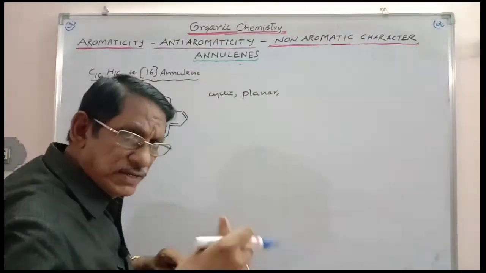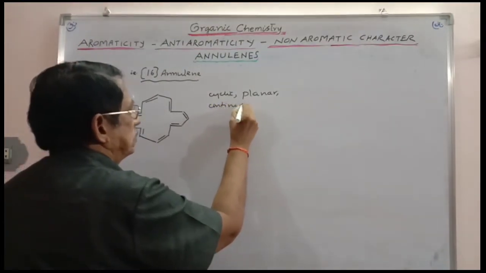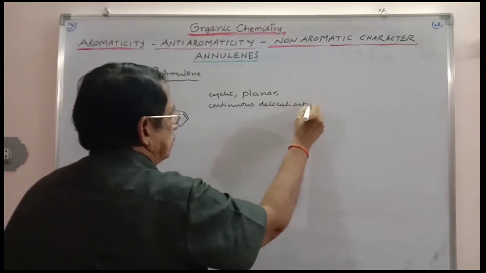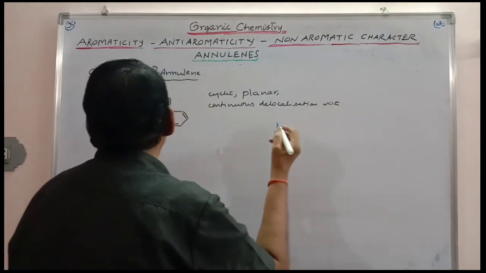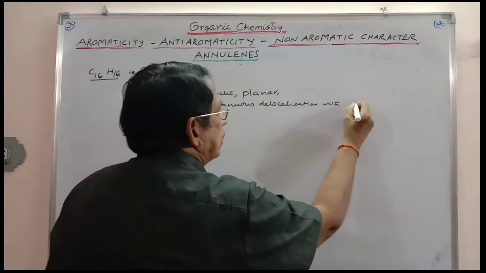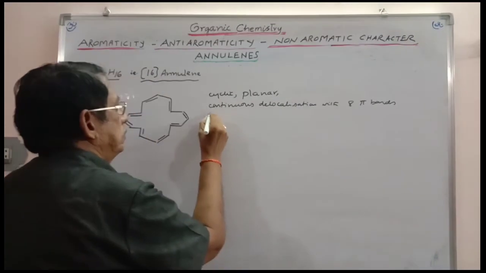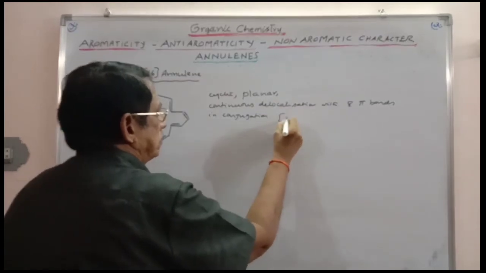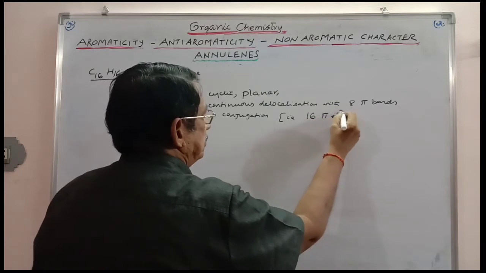Continuous delocalization, as pi-pi conjugation is there throughout the periphery of the molecule. So continuous delocalization with how many? 8 pi bonds in conjugation. That is, there are 16 pi electrons in the delocalized cloud.